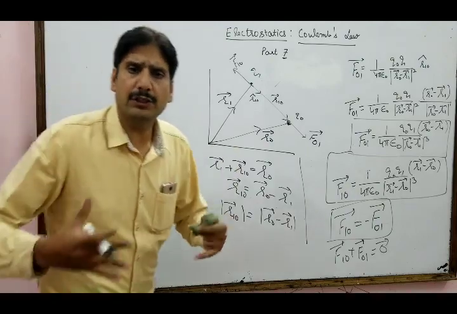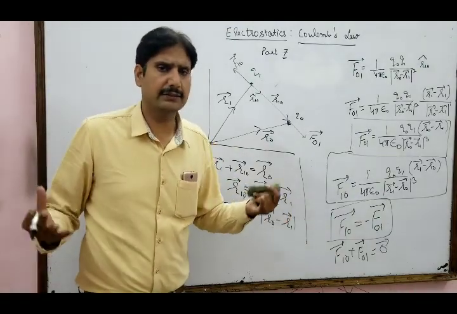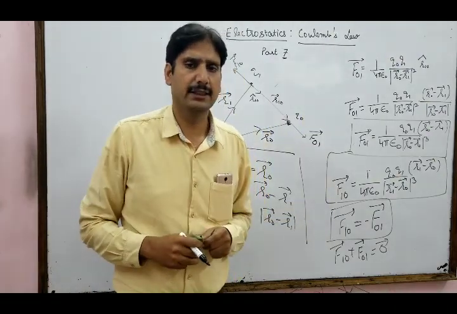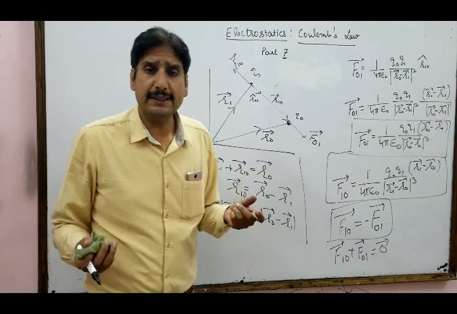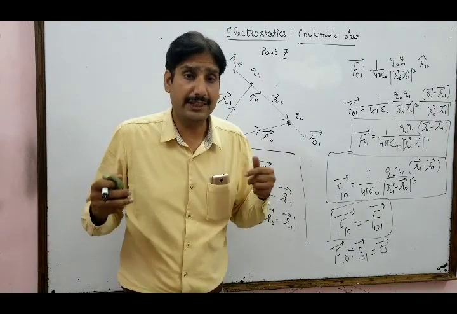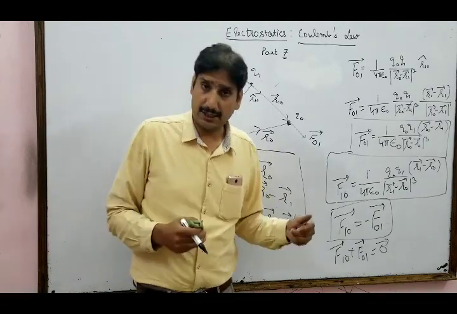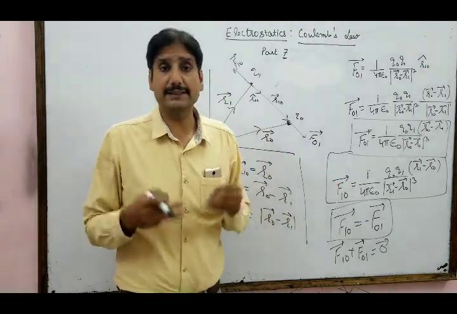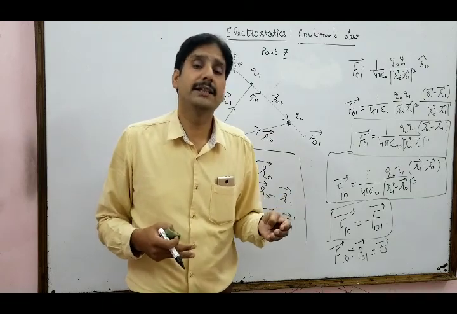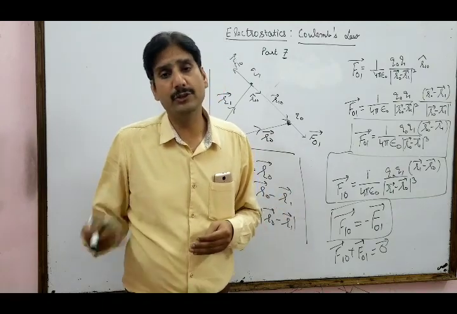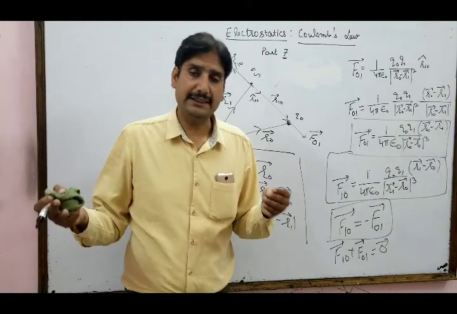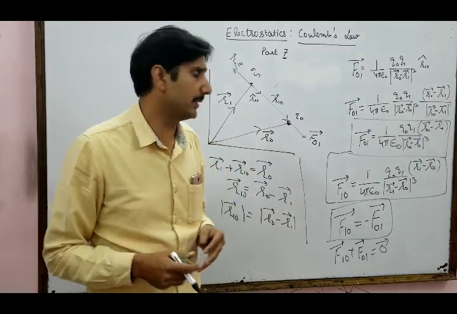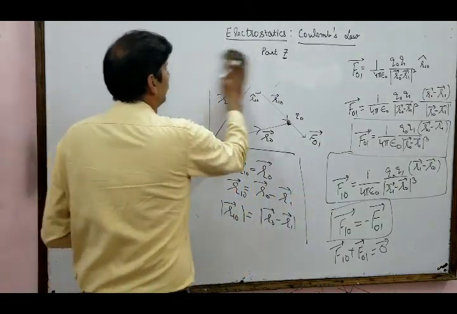Okay, now what if there are a number of charges? What if there are a number of charges and we wish to find the force on one charge due to all other charges? No problem. Just calculate the force due to each individual charge on the given charge in this form and take a vector sum. The resultant force on a given charge is the vector sum of individual forces exerted by each of the given charges. This is what we call the superposition principle. Let's see what we do with that.